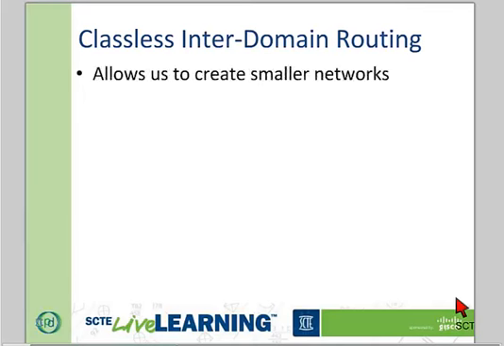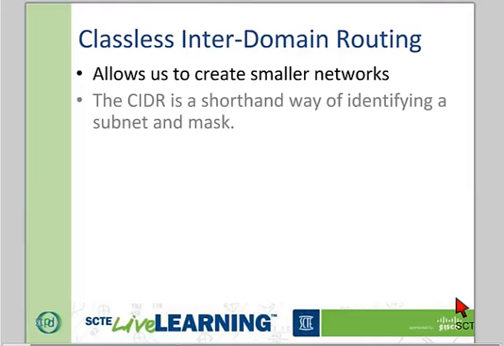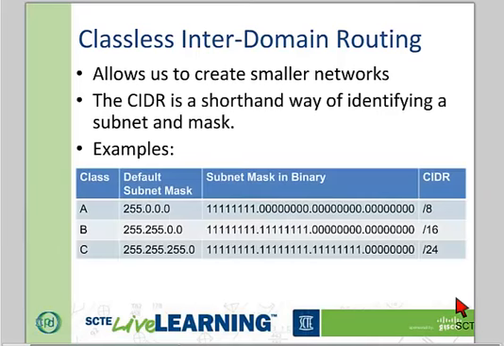CIDR notation, you've probably seen it with the /30s and the /29s and /28 addresses. If not, here we go. The idea with CIDR is it allows us to carve out smaller networks. It's a shorthand way of writing the subnet mask. So 255 is going to be a /8.